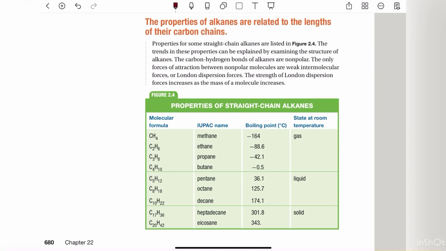The carbon-hydrogen bonds of alkanes are nonpolar. So the only forces of attraction between nonpolar molecules are weak intermolecular forces, which we refer to as London dispersion forces. I love that they're called London. And now the strength of London dispersion forces increases as the mass of a molecule increases.